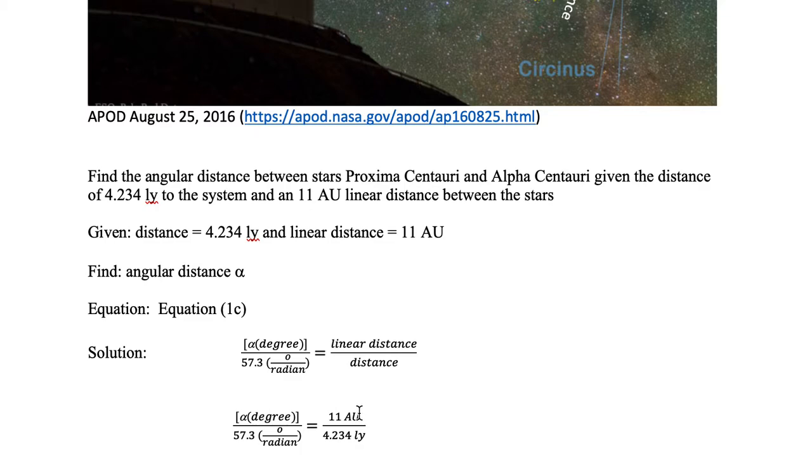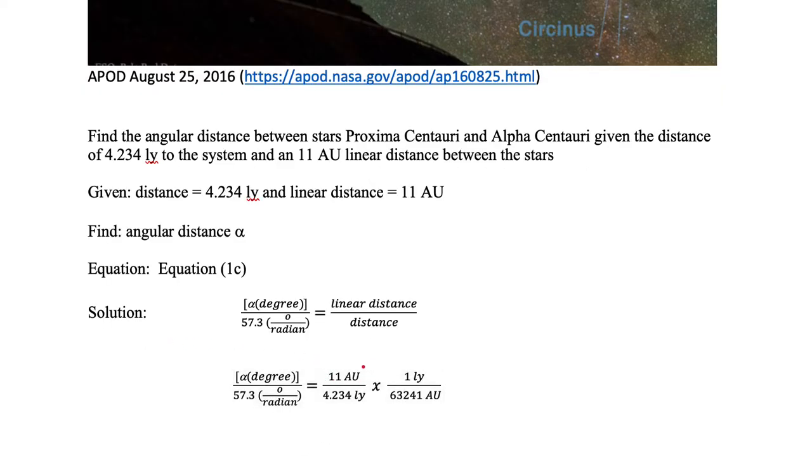Now notice that we cannot directly calculate the right-hand side of the equation because AU does not cancel with light year, LY. The letters must cancel in addition to the numbers. Since we can't cancel, we must convert. Now we could have converted everything into AU or everything into light year, so long as the top and the bottom remain the same. I decided to use the conversion of 1 light year is equal to 63241 AU.